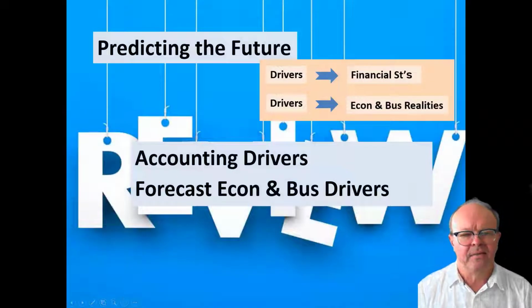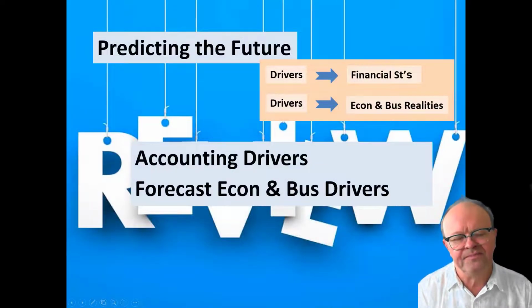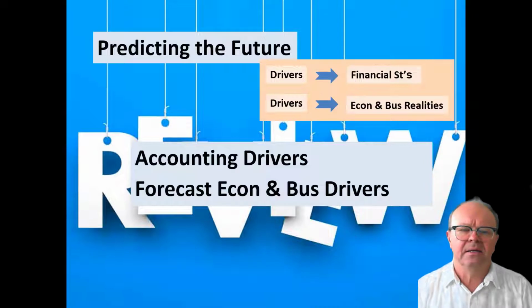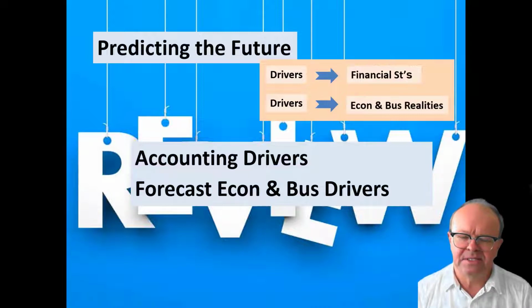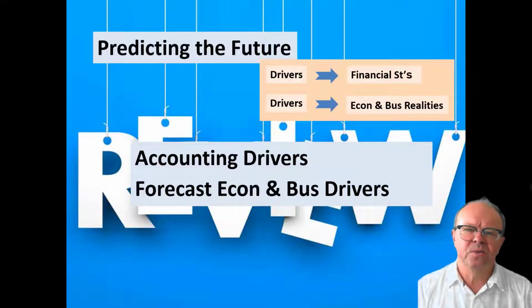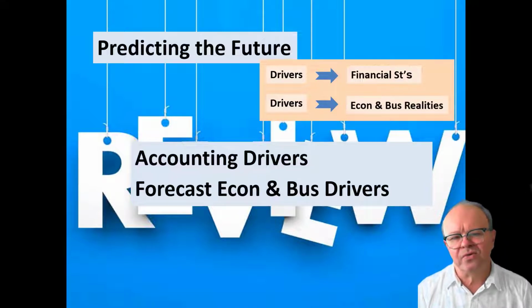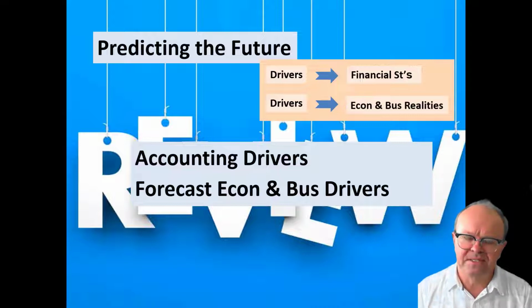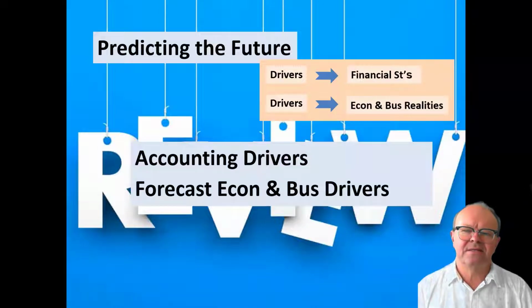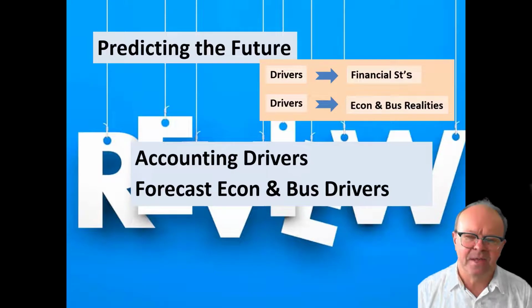Now, last week we started with predicting the future, and we focused on the accounting drivers, the drivers of our financial statements. This is all still in the world of numbers, the accounting numbers. And we saw that we've got to forecast the economic and business drivers. These are the drivers of the economic and business realities. These are the things that are happening in the real world as opposed to happening in the accounts.